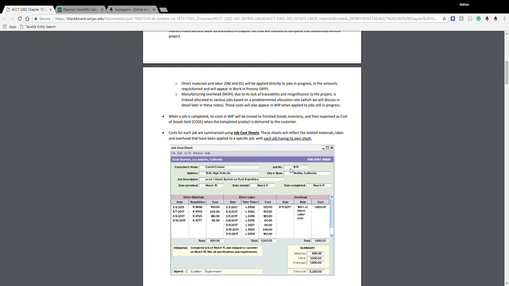So again, there's our job number, the address and customer, who it goes to, what was the job. Apparently it was an alarm system on a Ford Expedition. Date promised is March 15th, date started, and date completed. And it's going to Malibu.